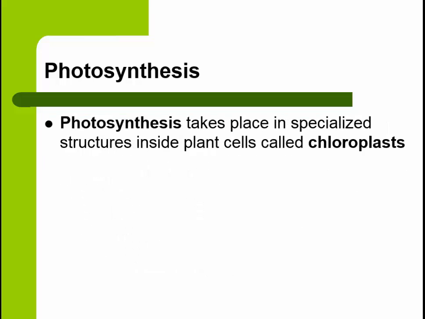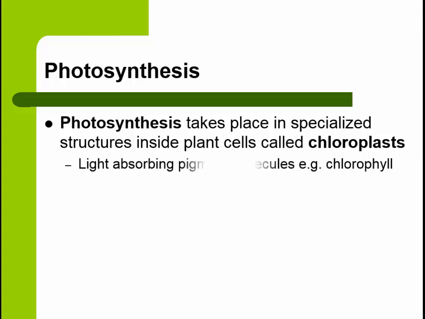So photosynthesis takes place in specialized structures inside the plant cells called chloroplast. So those are the light absorbing pigment molecules, so that's like the chlorophyll. So the pigment is the chlorophyll, the structure is the chloroplast.